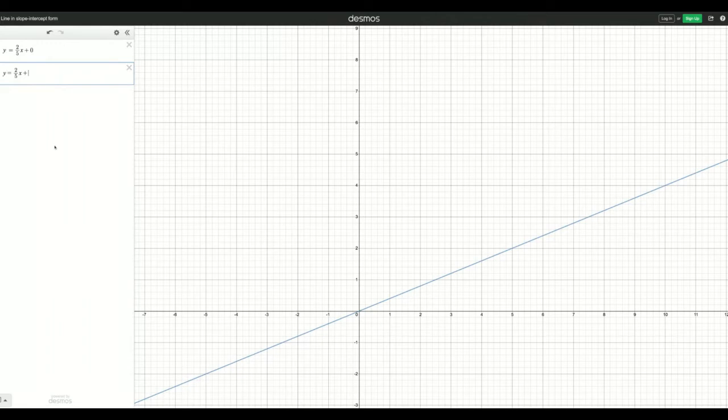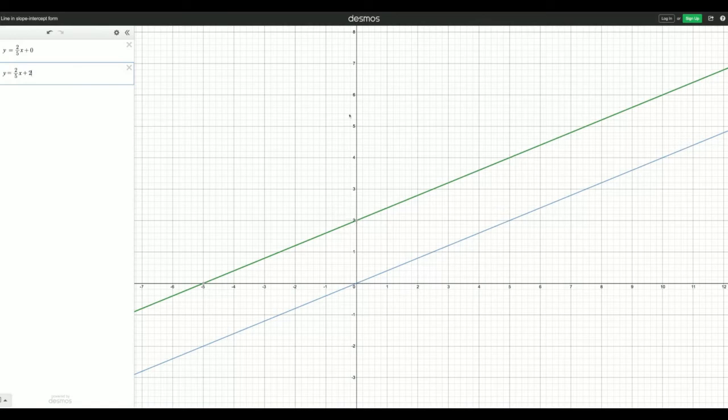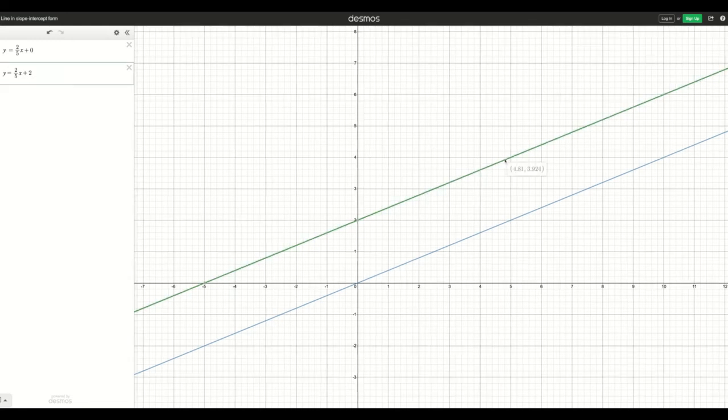I don't want to teach it because I feel like we're going to spend too much time. I'll give you the idea of it. Okay. So since it's 2 over 5 x plus 2, it passes through the y-intercept of 2 with the slope of 2 over 5. Rise up 2 times and run 5 times forward. 1, 2, 3, 4, 5.